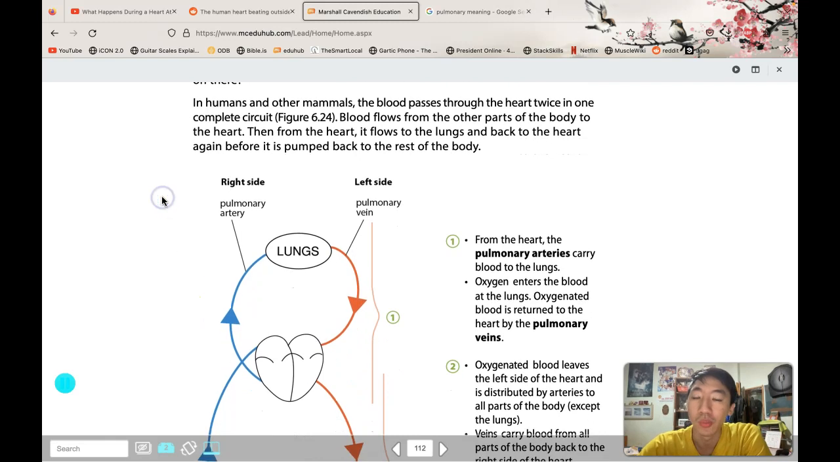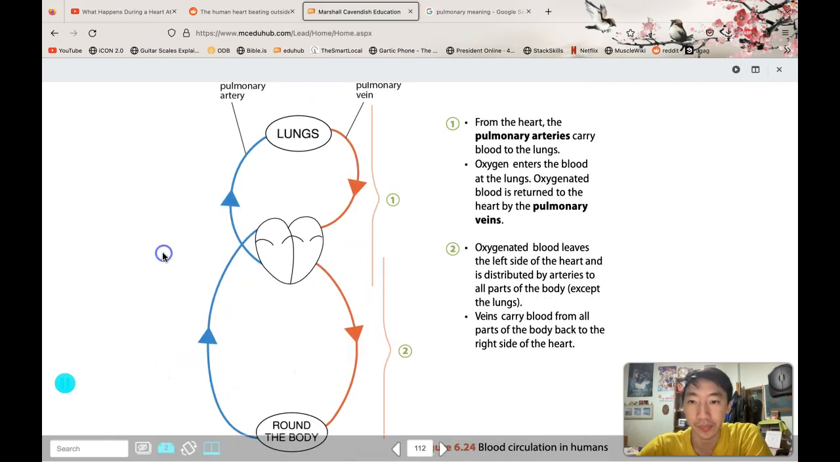So in humans and other mammals, the blood passes through the heart twice in one complete circuit. Blood flows from one part of the body to the heart, and then from the heart it flows to the lungs and back to the heart again before it's pumped back to the rest of the body. Okay, so let's take a look here.